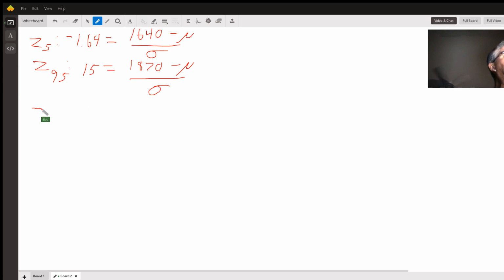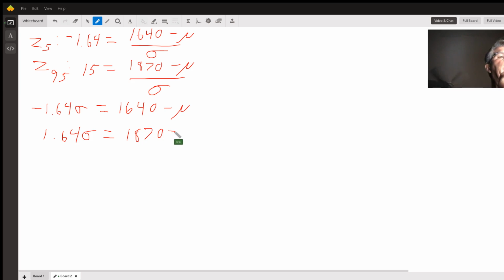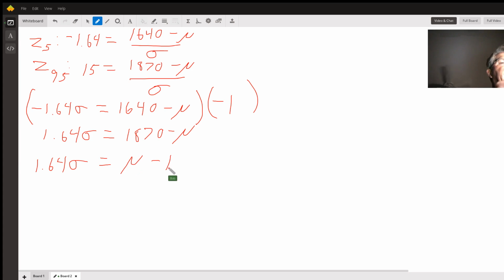If we do that for Z5, we will have negative 1.64 times the standard deviation is equal to 1640 minus the mean. Then for Z95, 1.64 times the standard deviation is going to be equal to 1870 minus the mean. One thing we can do is change the sign for both sides of the first equation. So we're basically going to take this entire equation here and multiply it by negative 1. And if we do, we will have 1.64 sigma is equal to mu minus 1640.